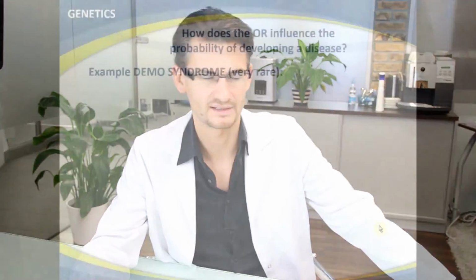Odds ratio of 3 is 3 times that. So it's 60% likelihood of developing the disease. So really an odds ratio of 3 for this disease is quite severe. You have a very high chance of developing it. And then you should take preventive measures to try and stop that.